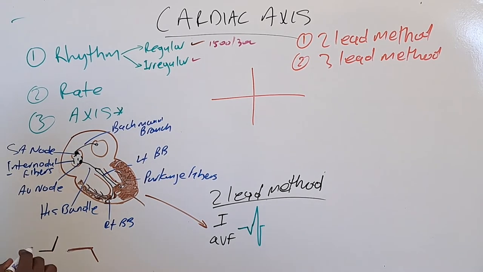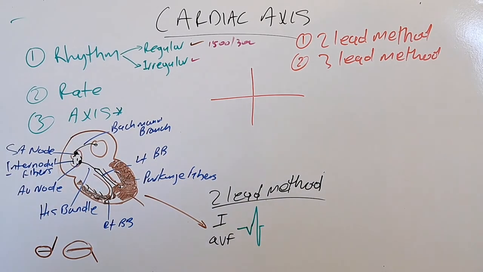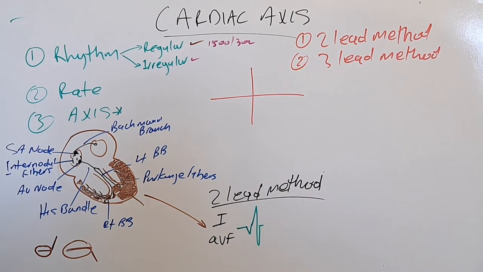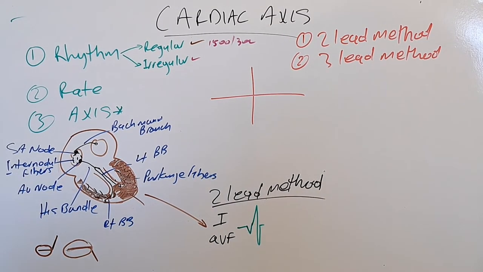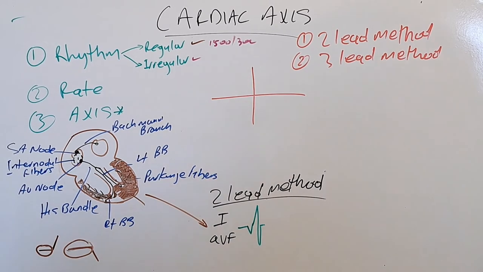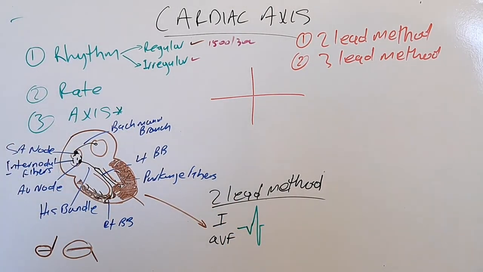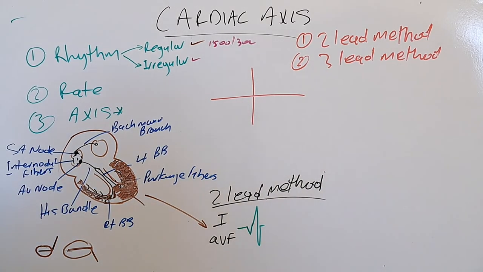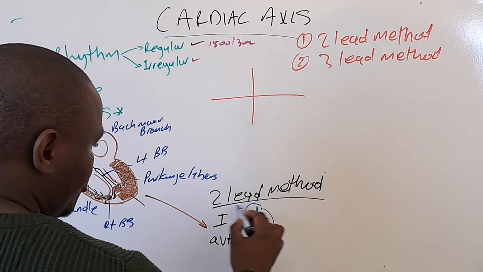So the isoelectric line is the flat line like that one, right? So you look at the QRS complex. You first look at lead one, you say, okay, is the deflection in lead one a positive deflection or a negative deflection? Then you move on to AVF. Is it a positive deflection or a negative deflection? You use the QRS. I'm going to repeat, you use the QRS complex.